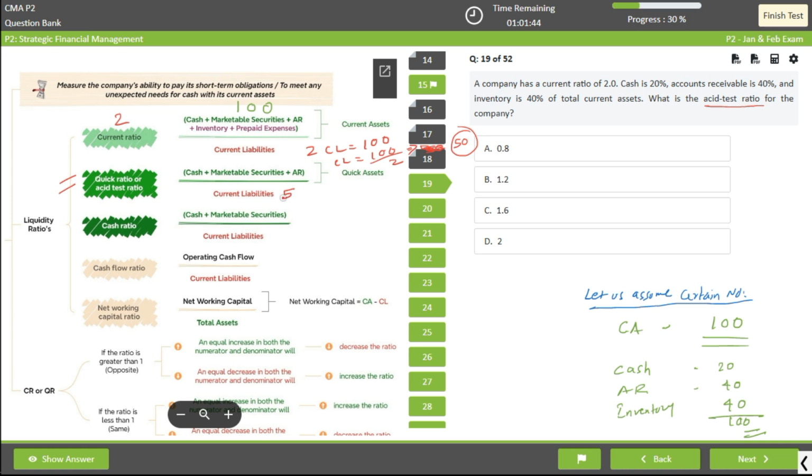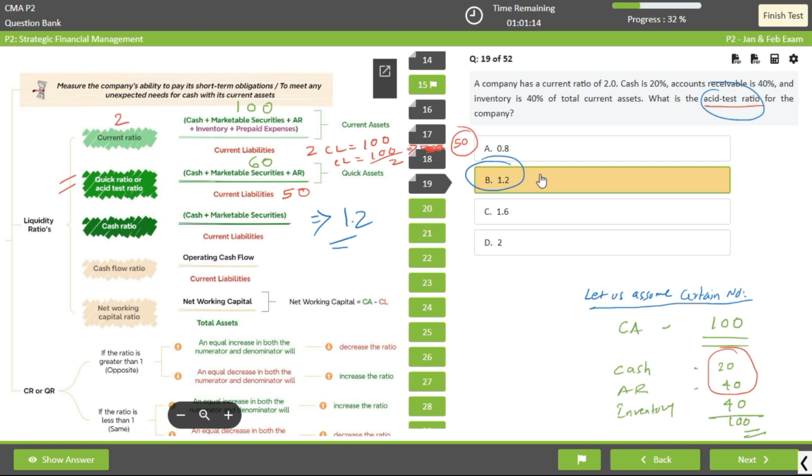Let us plug in the numbers. We have current liabilities as 50, and the numerator is cash plus marketable securities plus accounts receivable. We don't have marketable securities, so we have cash plus accounts receivable. 20 plus 40 is 60. 60 by 50 is 1.2. So 1.2 must be the acid test ratio. Yes.